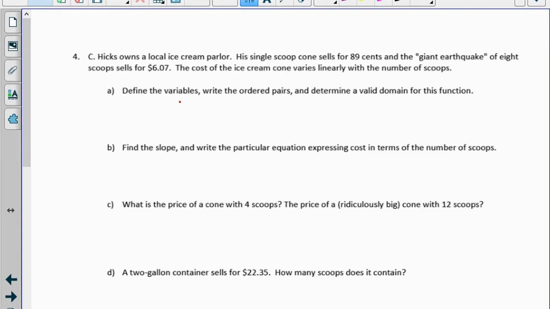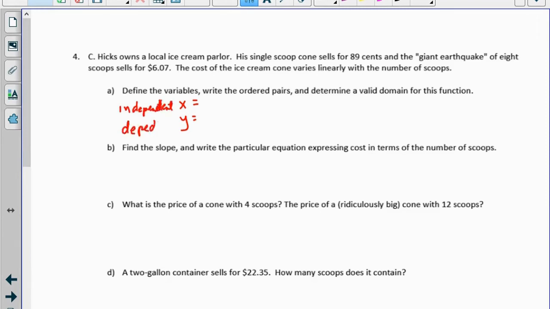So I'm going to make the variables x and y, but sometimes you may want to make them different letters. So for example, S for scoops and C for cost might be another way to do that. So I have to determine which variable is going to be the independent variable, which I will make x. So independent means it is the thing we can choose.